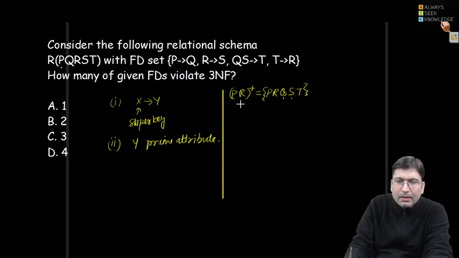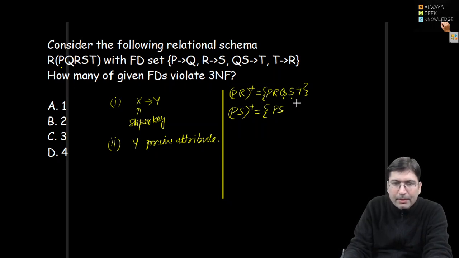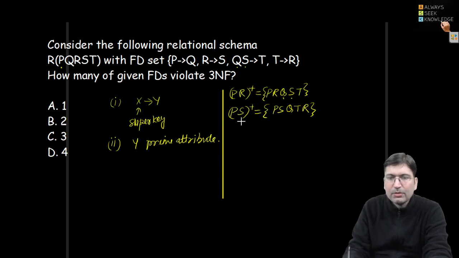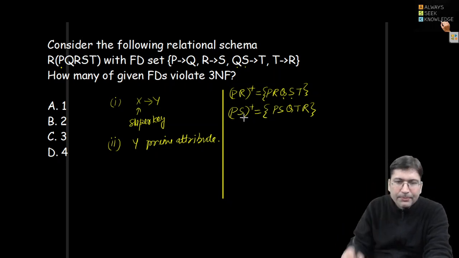That is fine. Now if we write P in combination with S, it will give us PS. Now P will give us Q because P implies Q is already given. PSQ collectively, SQ can give us T because QS can derive T, and T can give us R. That means PS can also be a key, right?